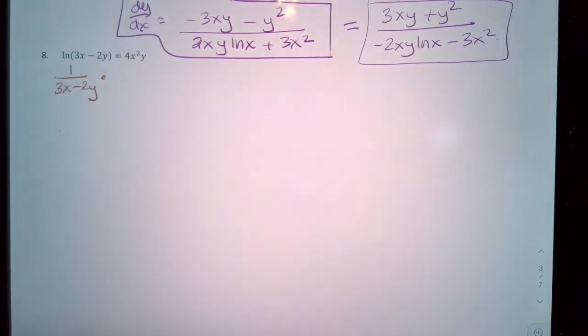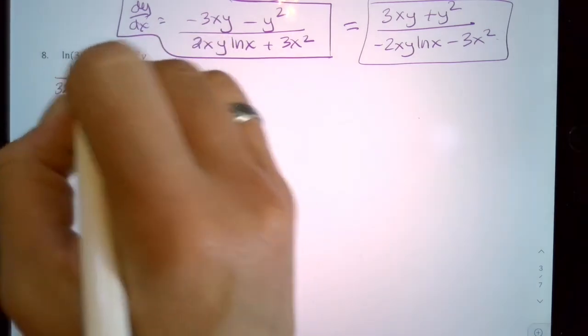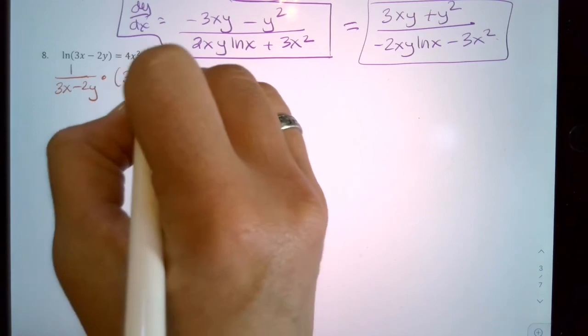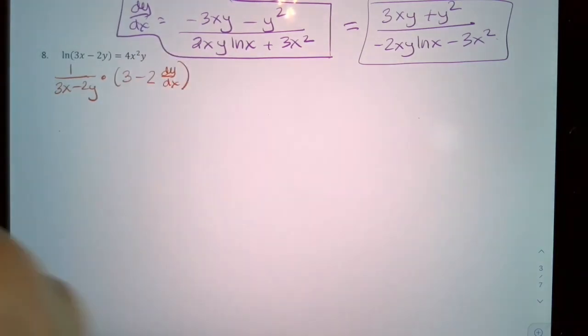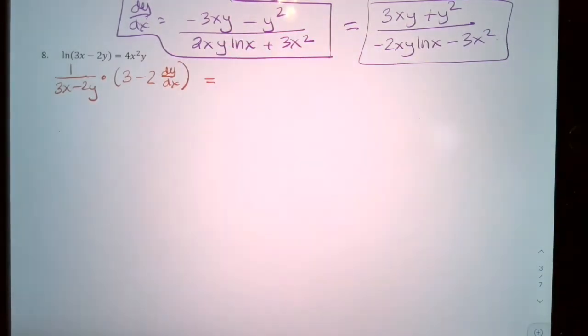Now, here is where I chain it. So I need to multiply by the derivative of 3x minus 2y. The derivative of 3x is 3, and the derivative of negative 2y is negative 2, but you need that dy dx on there to say, hey, I just took the derivative of the y variable. Let me state that. Okay, so left-hand side of this equation, we are done with the derivative.